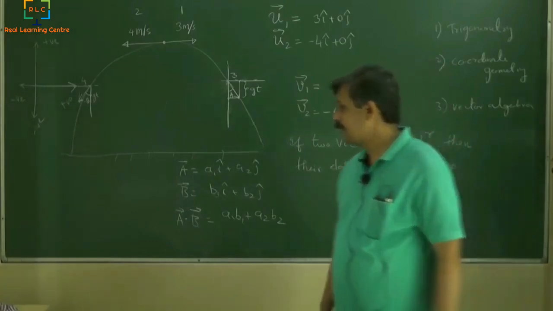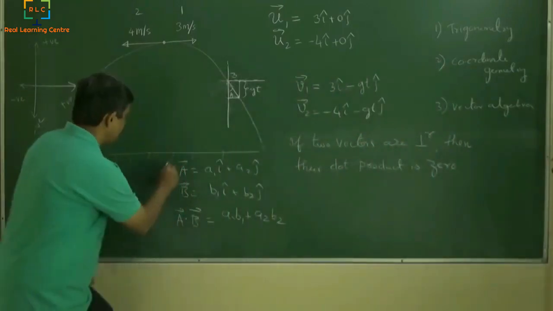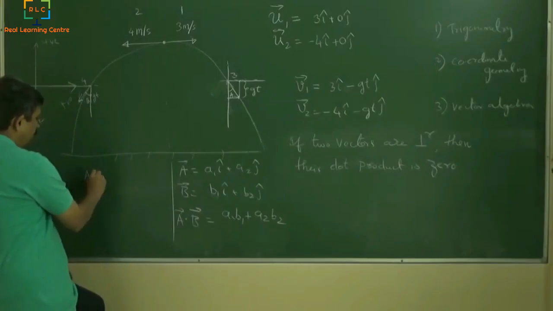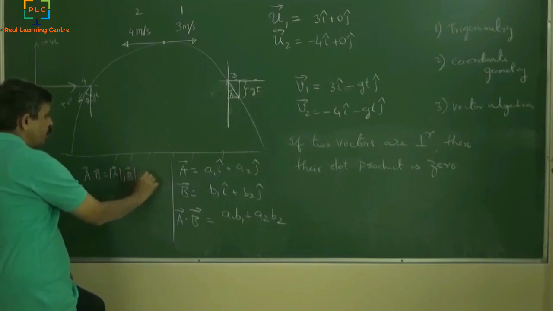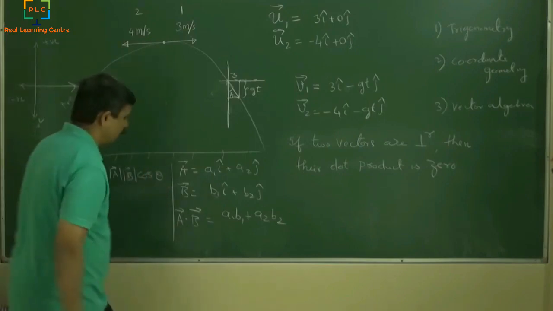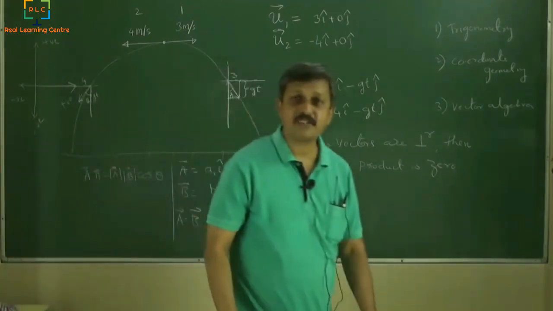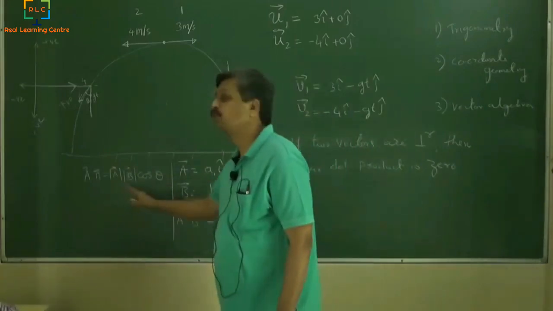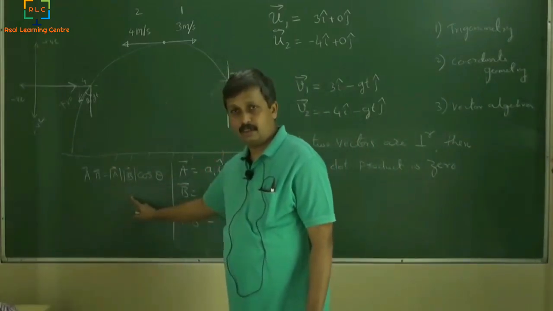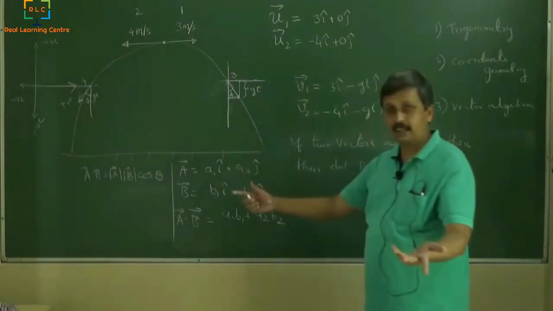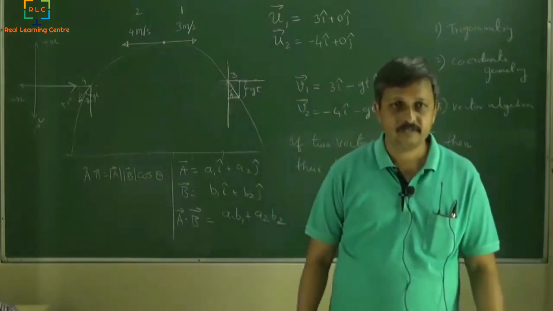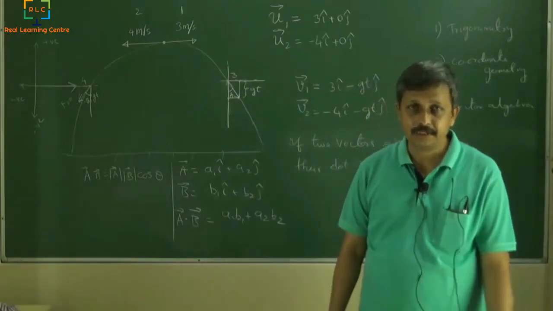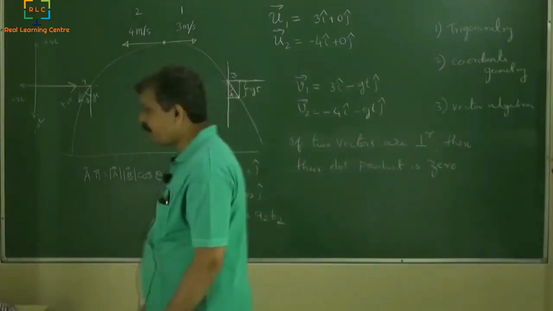Or there is another method, A dot B can also be defined as modulus of A into modulus of B into cos theta, where theta is the angle between them. That is another method. If somebody has given you an angle between them, then you use this method. If somebody has not given an angle, and they have given directly the vectors like this, then you can use the other method. So we don't need to find the angle.